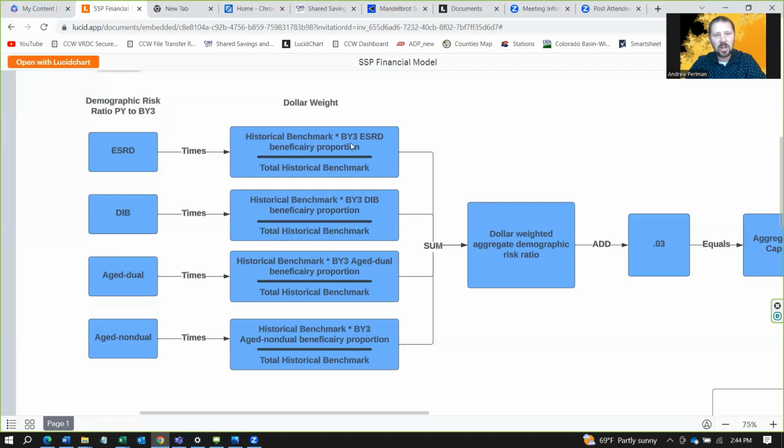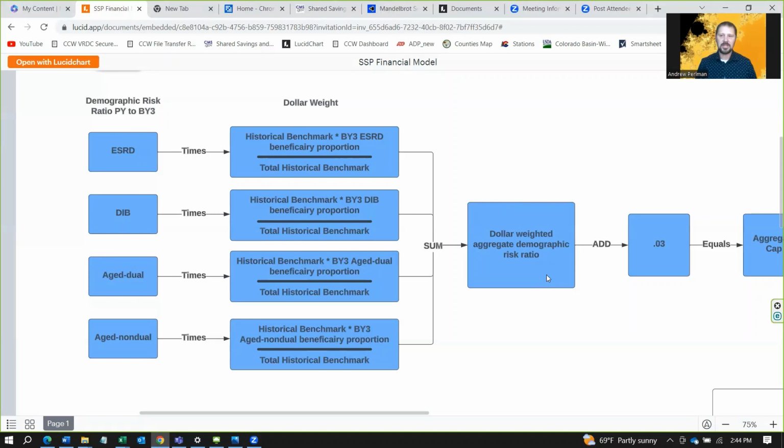So we have this dollar weight, and we multiply that by our demographic risk ratio, and then we sum all of those up. That gives us an overall dollar weighted risk ratio from PY to BY3, and that's where we figure out this 3% cap.